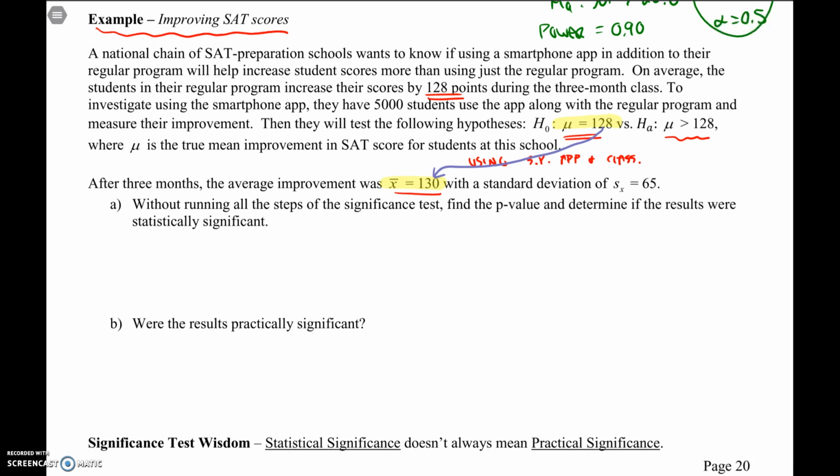And the standard deviation is 65. So do you think that's a significant improvement? I'm thinking you might say no, but what you might be missing is that you experimented with 5,000 kids. This is a huge sample size. Big sample size, lots of power. So we might be able to detect just a 2-point difference on this SAT improvement score. Without running all the steps, find the p-value.